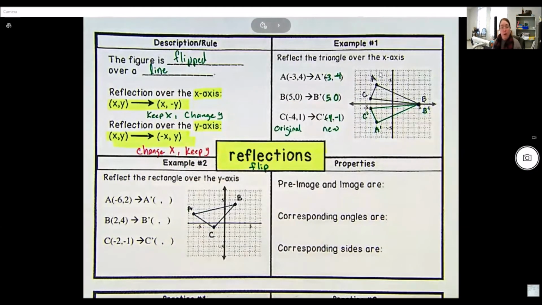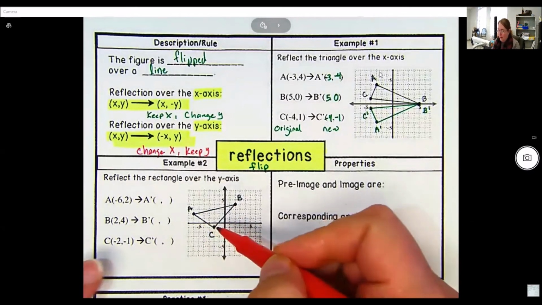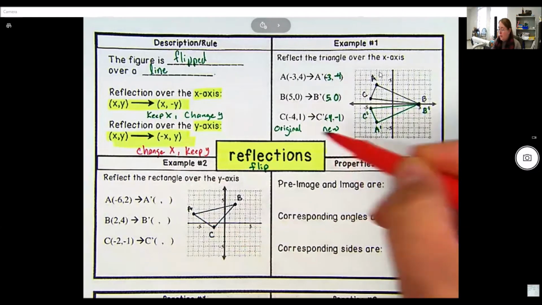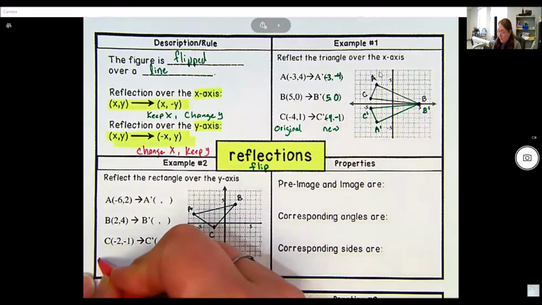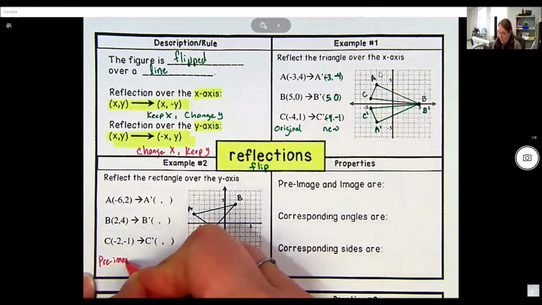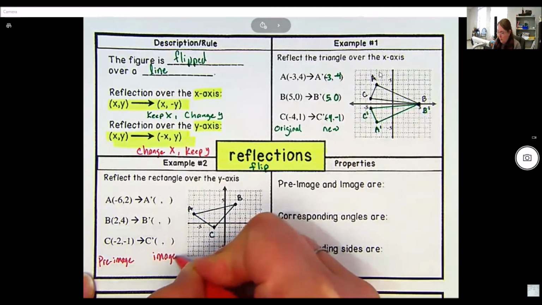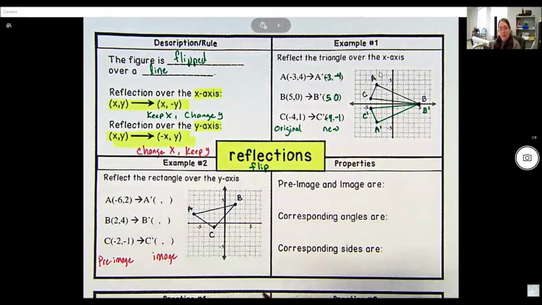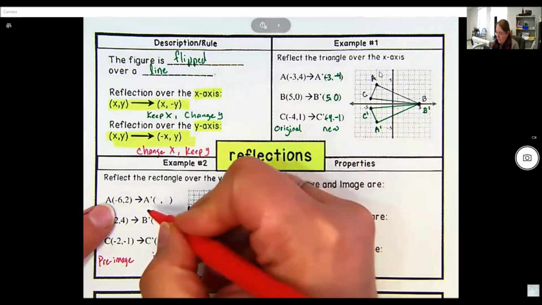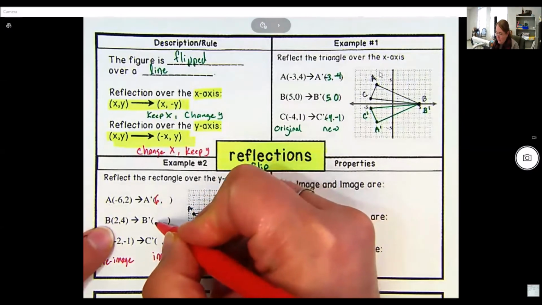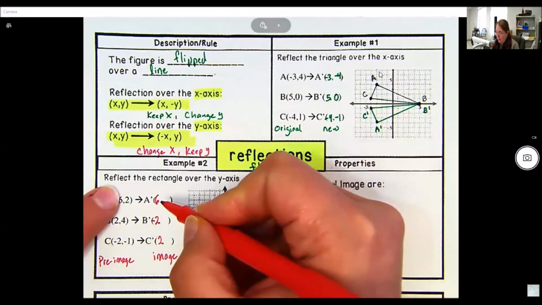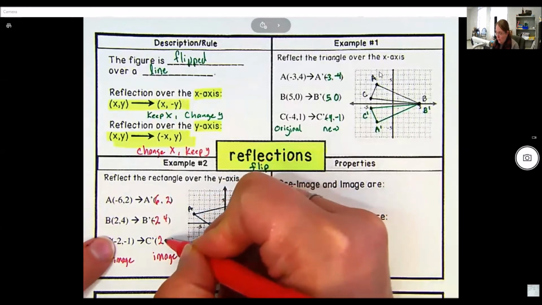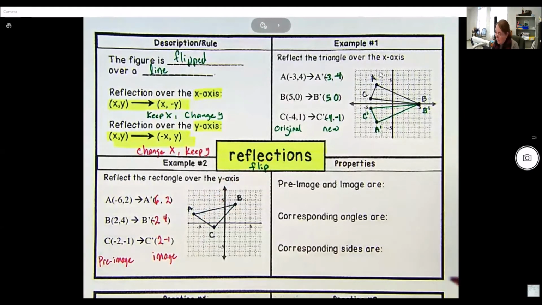Okay, so we're going to practice that on this example here. Before we called it an original and a new; another way that you might see it referred to is the pre-image and the image. It's the same concept as original and new. This time we're changing our x's. So instead of -6, I have +6. Instead of +2, I have -2. Instead of -2, I have +2. And all the y's stay the same: 2, 4, -1. I'm going to plot those and see what we come out with.